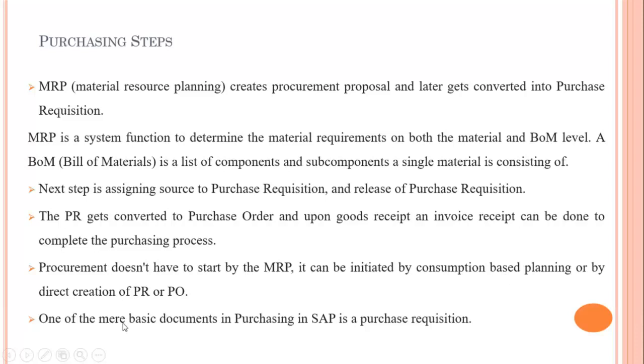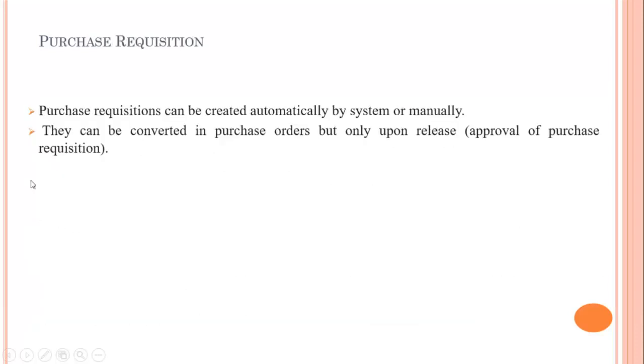One of the basic documents used in purchasing is the purchase requisition. Now what is a purchase requisition? It can be created automatically by the system or it can be created manually. They can be converted into purchase orders but only upon approval of the purchase requisition.